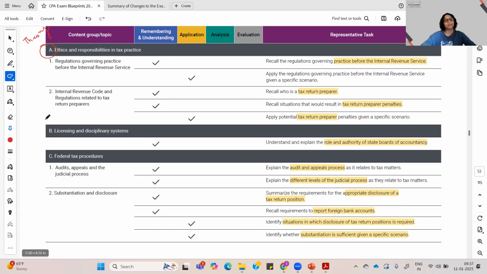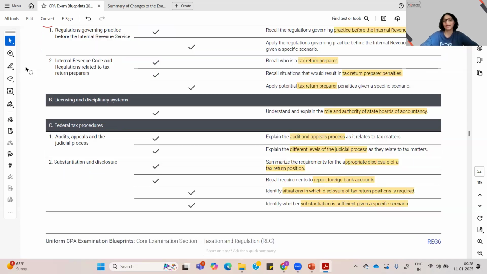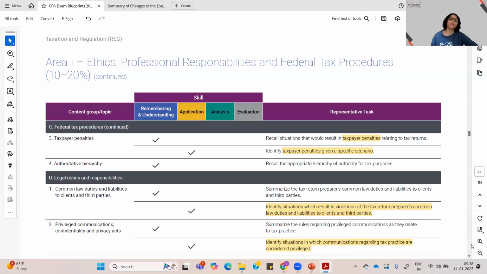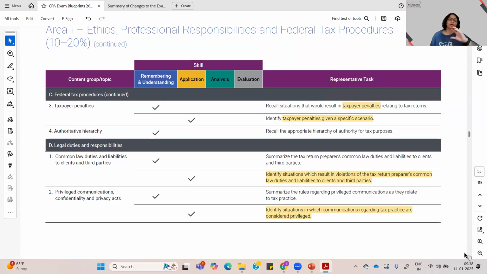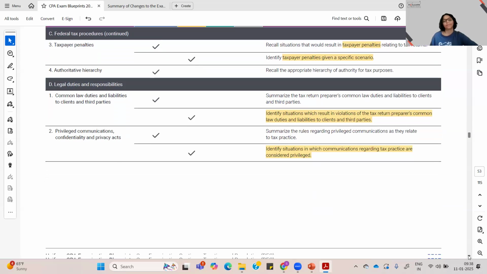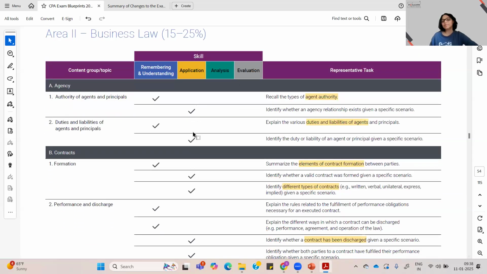After this comes, again, all of this is theory, right? What are your tax procedures and ethics? Once we finish the taxation part, we're going to go to the ethics part. And if you see, the maximum level of skill tested is application, nothing beyond that. Then we go to the next area, which is again theory, which is business law.